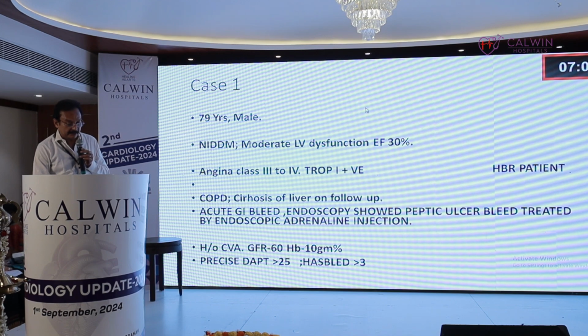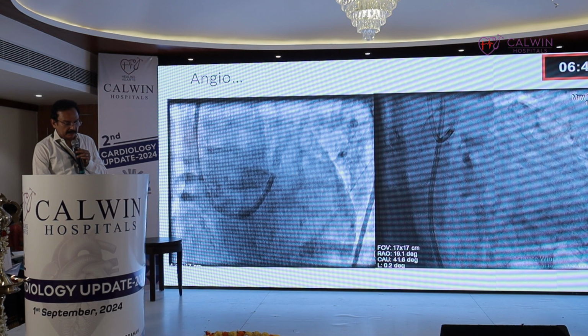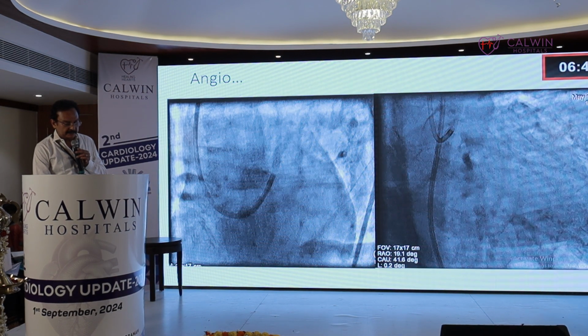I did this case, a very elderly man who came with an upper GI bleed and troponin-I positive, and very elderly with LV dysfunction. He is a known cirrhosis patient. But on endoscopy, there were no varices. Actually, he was bleeding from a peptic ulcer. So he was treated endoscopically with adrenaline injection. So he had a very significant left main disease.